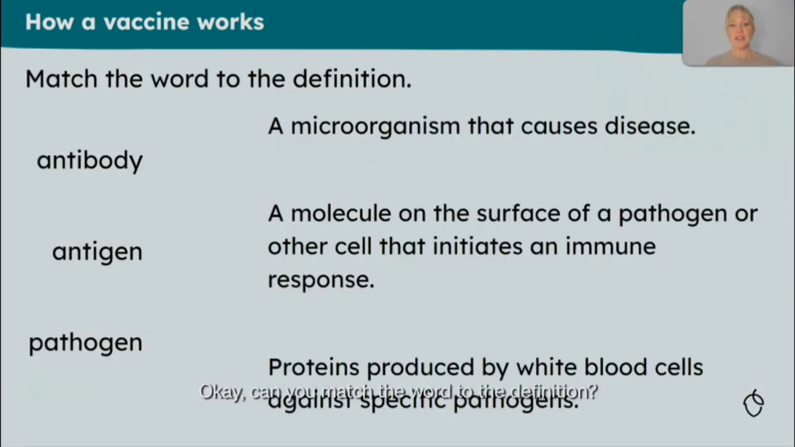Okay, can you match the word to the definition? The words are antibody, antigen, and pathogen. The definitions: a microorganism that causes disease, a molecule on the surface of a pathogen or other cell that initiates an immune response, proteins produced by white blood cells against specific pathogens. I'll give you a moment to think about it, but if you need more time, please pause the video.